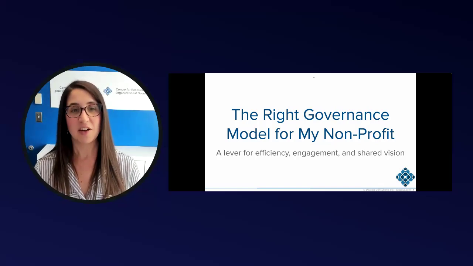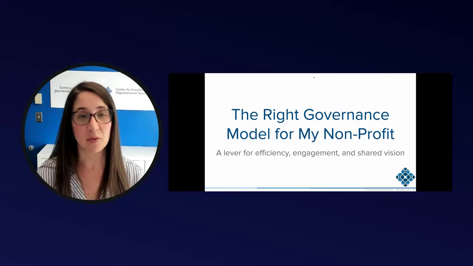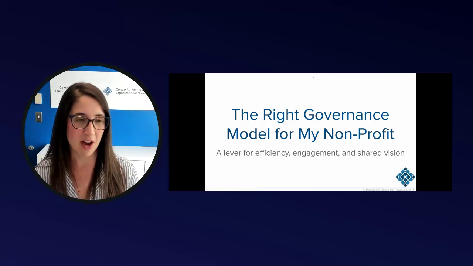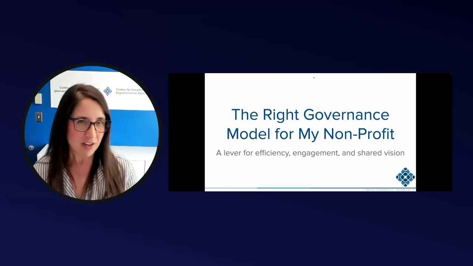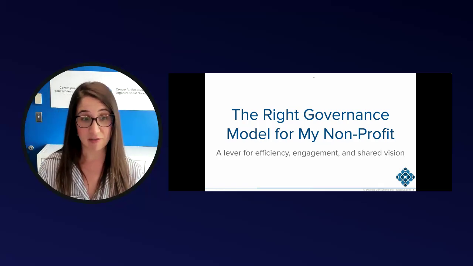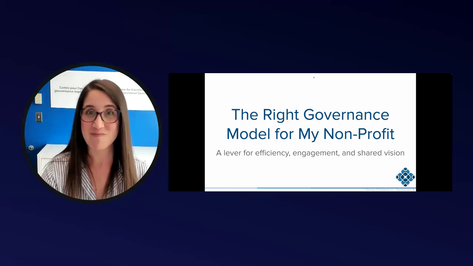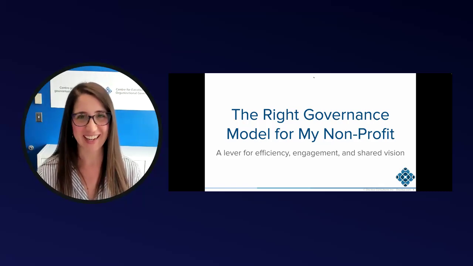Today, I'd like to talk about the importance of choosing the right governance model for my nonprofit. The governance model can be a lever for efficiency, engagement, and shared vision, which is why I'm motivated to talk to you about it today.